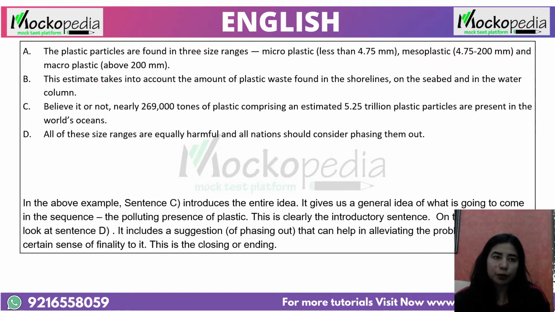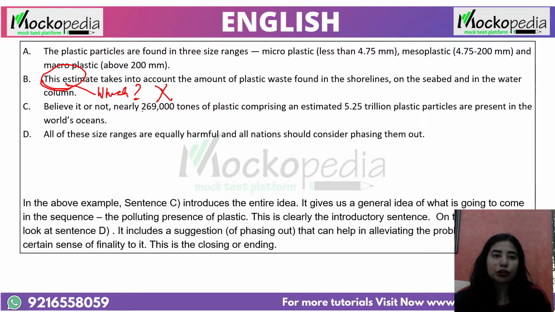Now if I come to B, this says: this estimate takes into account the amount of plastic waste found on the shorelines, on the seabed, and in the water column. You can clearly see that there is no connection between A and B, and hence it cannot be a mandatory pair. We need to understand which estimate we are talking about. A fails to provide any estimate. It is just talking about categories. So we can eliminate the possibility of B as an opening statement.